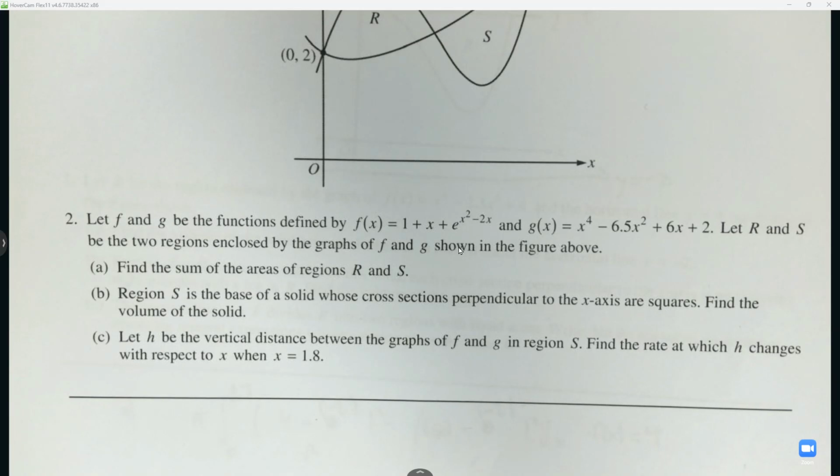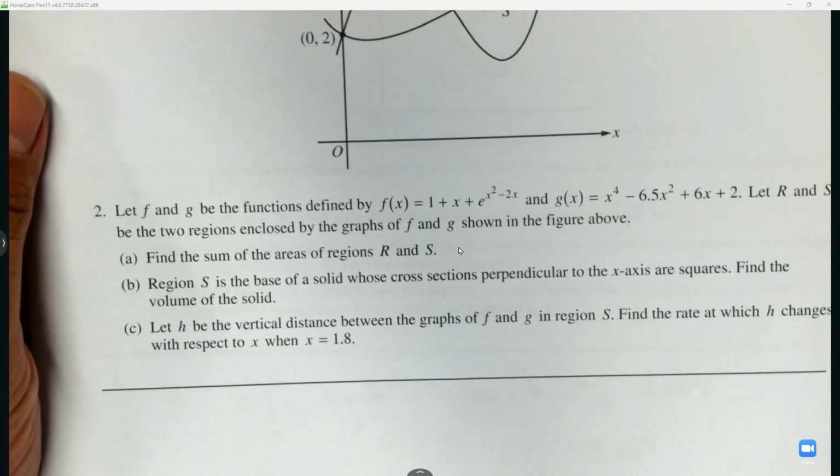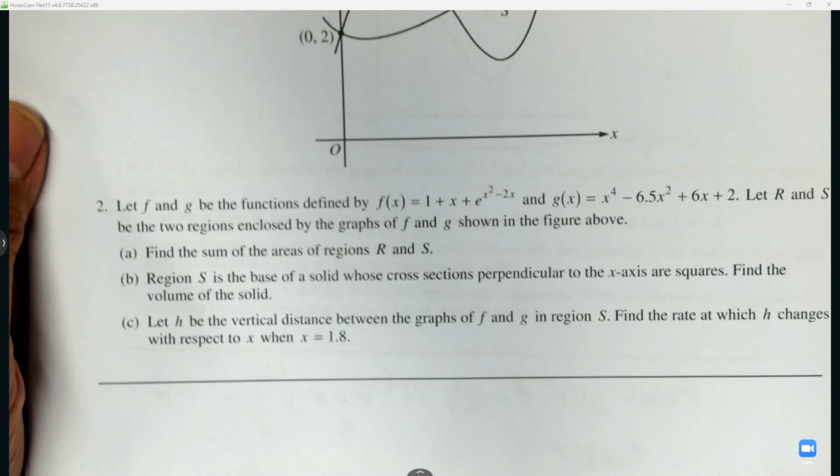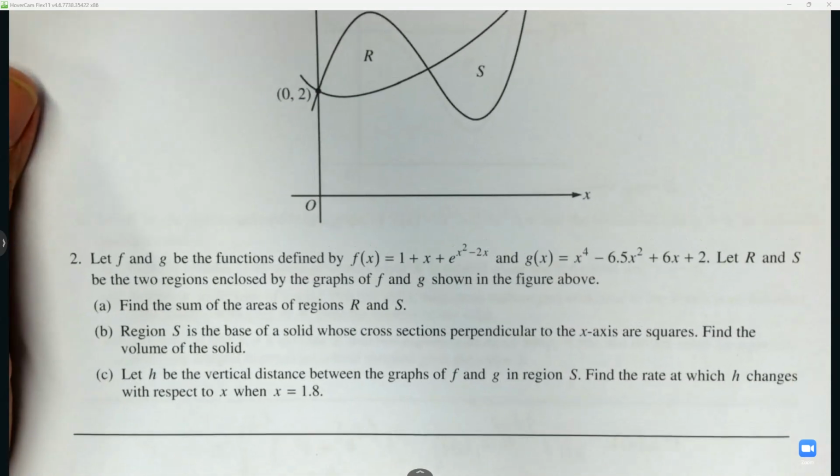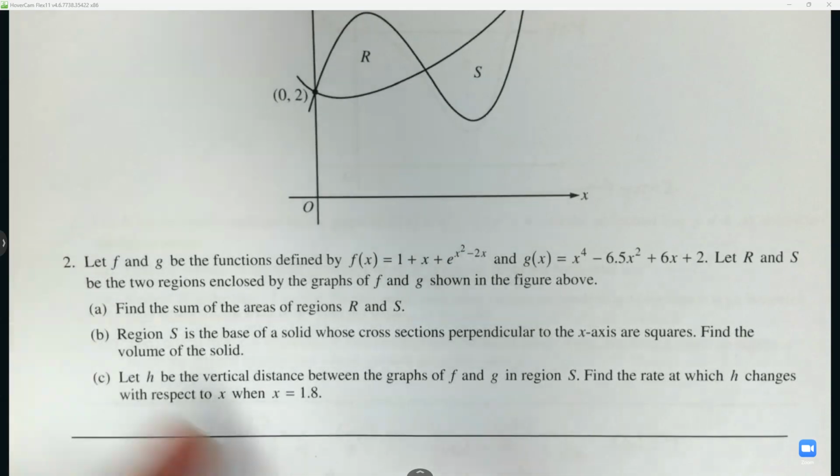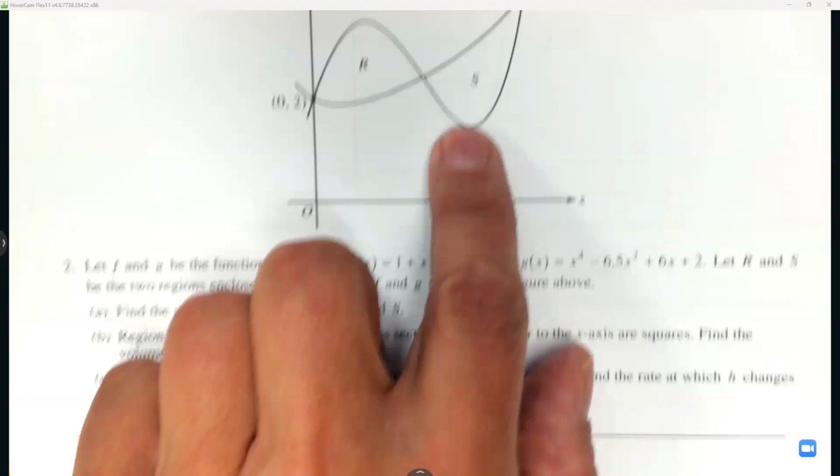Here is the area and volume question from 2015. I want you to try it first. And then when you're ready, you can listen to see how you did. So we have two equations here graphed.